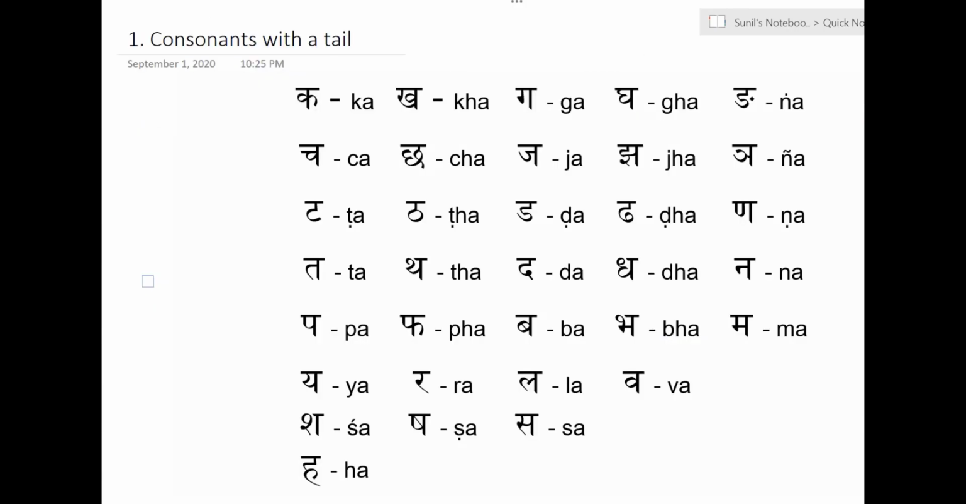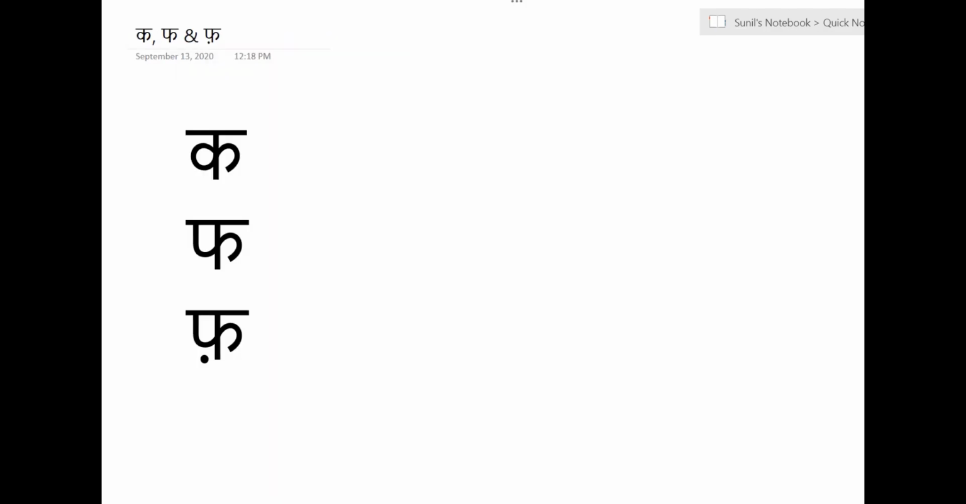Let's now take the consonants with a tail. There are three consonants that have a tail. So ka has a tail and pa has a tail. The Perso-Arabic consonant fa also has a tail. So here we will learn how to make half consonant out of these consonants with a tail. To join this consonant ka, pa and fa with next consonant, you need to write them half. How do you make ka, pa and fa half? So what you do is you cut the tail here and join it with the other consonants.